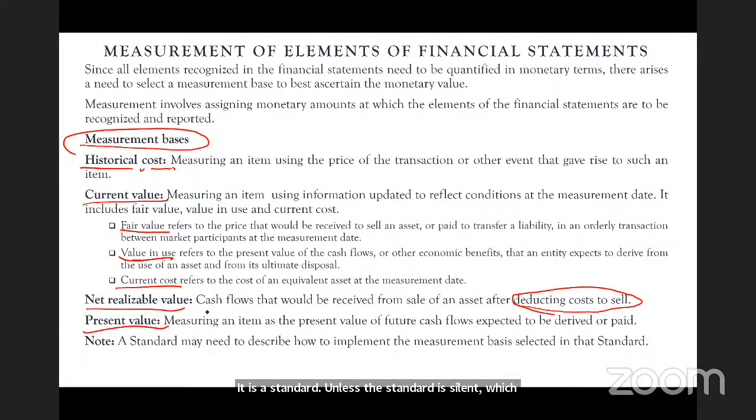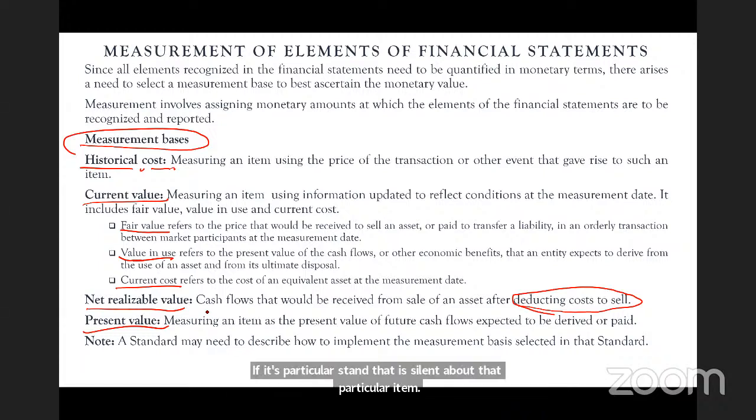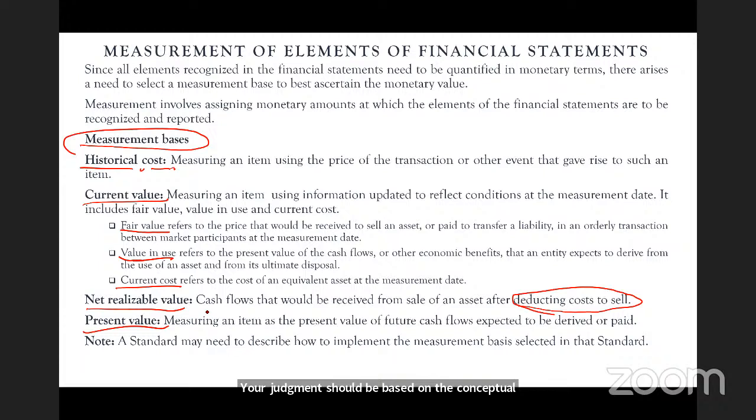But if it happens that a standard is silent, then we may need to use judgment. Are we together? But either way, when you're using judgment, if a particular standard is silent about that particular item, your judgment should be based on the conceptual framework. Are we together, guys? All right.